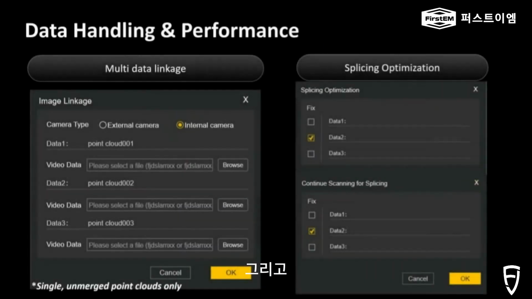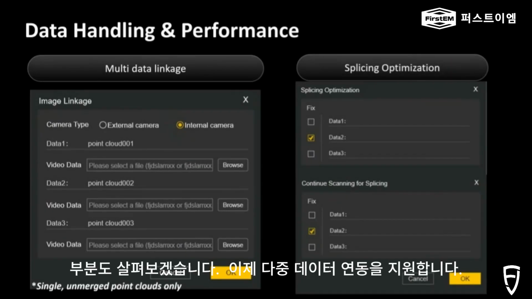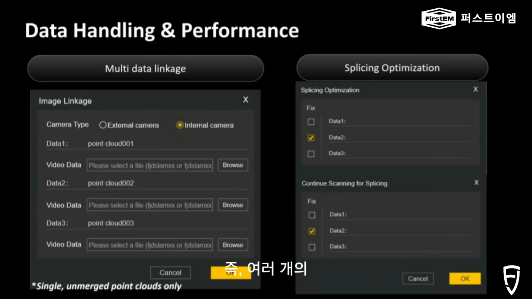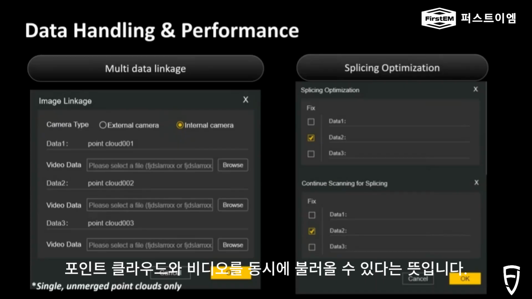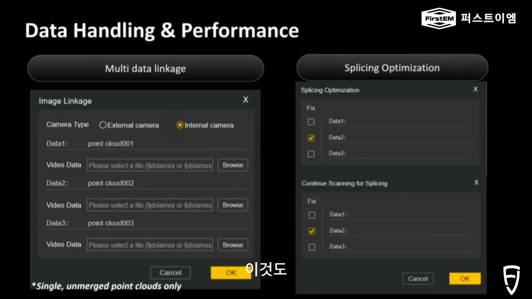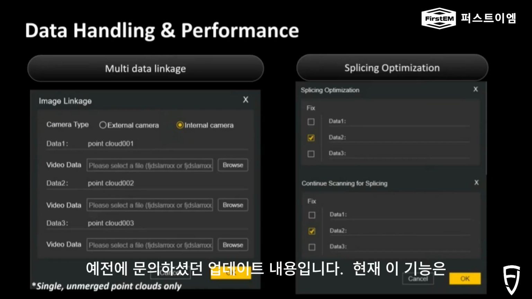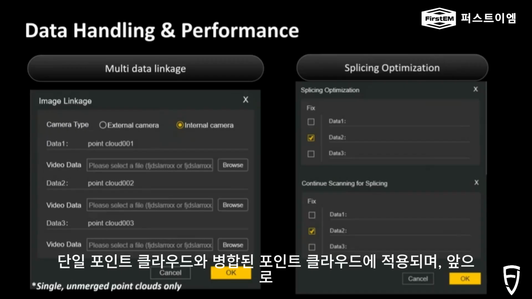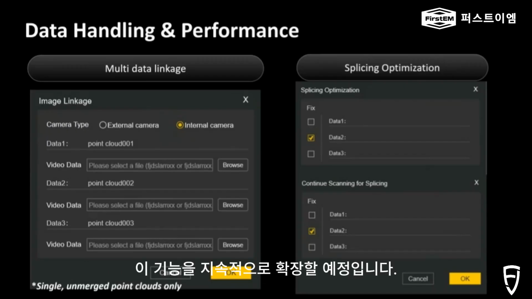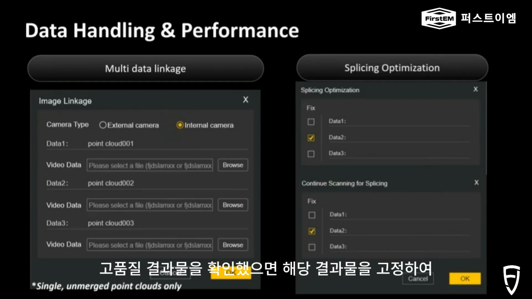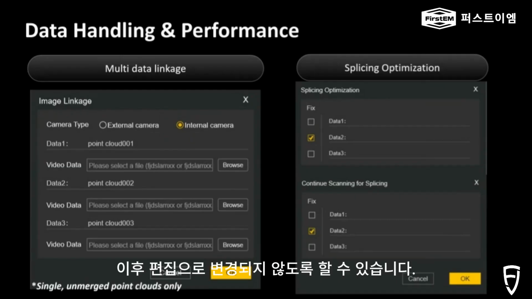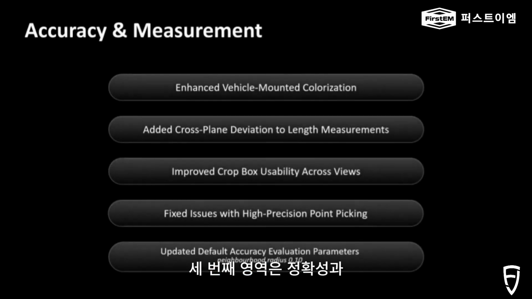Also, let's have a look at the data handling and performance part. We now support multi-data linkage, which means you can load multiple point clouds and videos together. I think this is also an update that a lot of our users asked us about in the past. At the moment, this applies to single unmerged point clouds, and we'll continue expanding this capability. We've also improved the splicing workflow. Once you've confirmed a high quality result, you can lock it in so it won't be changed by later edits.